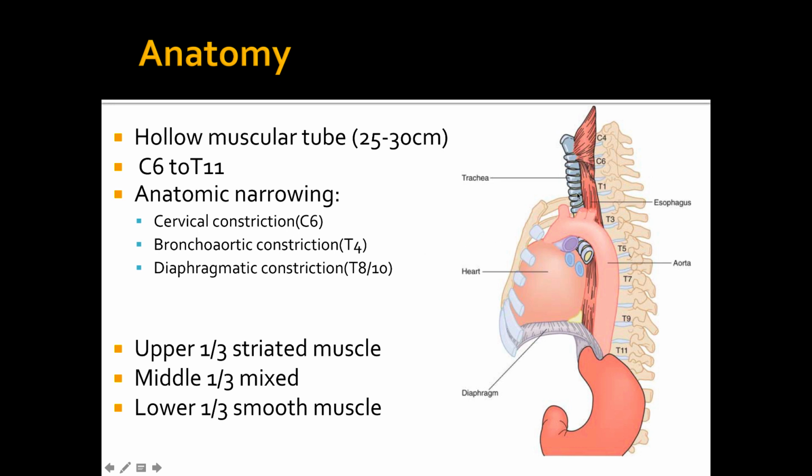There are some anatomic narrowings. At the upper esophageal sphincter, the beginning of the esophagus, denoted by the cricopharyngeus muscle, is our first narrowing. Where the arch of the aorta crosses the bronchus, that's another area of physiologic or normal narrowing. And when it exits the thoracic cavity and goes into the abdominal cavity at the T8, T10 level, that's another area of narrowing.